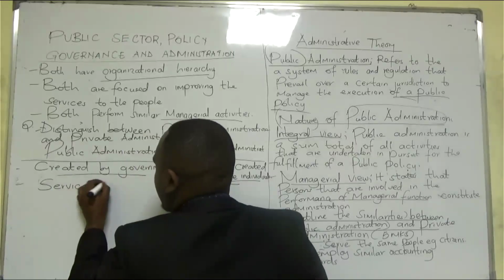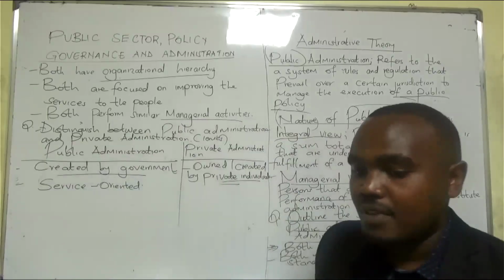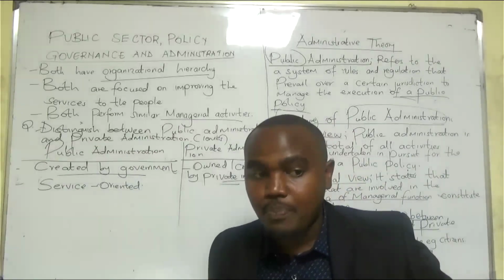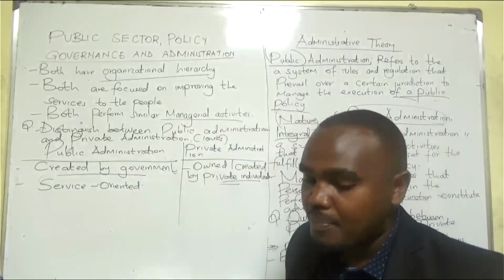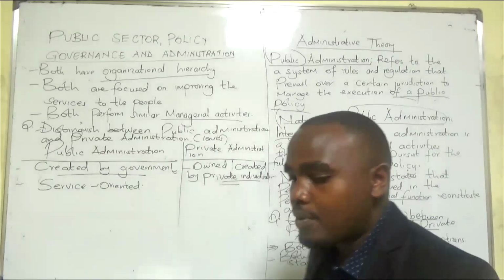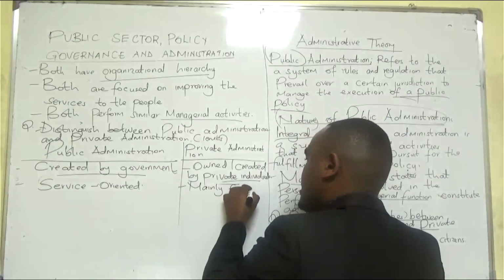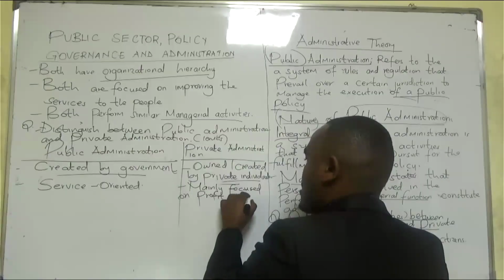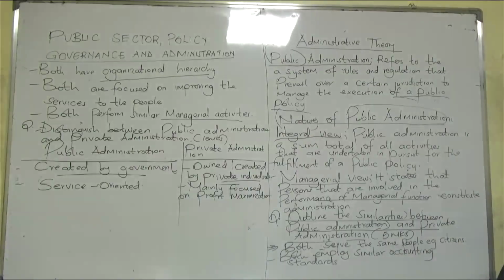The other one: public administration is service-oriented. We as the government institutions or the public enterprises are focused on serving the people, okay? Service-oriented. What about for private administration? If you own a private company, what is your main aim? Profit maximization. It's mainly focused on profit maximization.